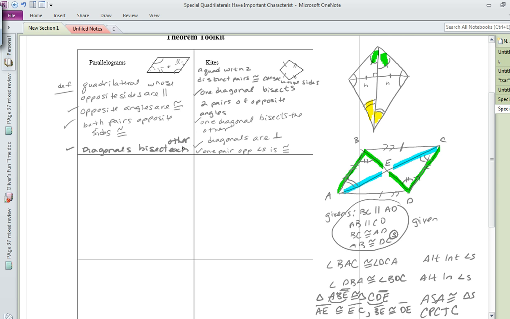So get those special quadrilateral notes started and review the proofs. You'll be asked to prove other important reliable characteristics of quadrilaterals based on what you know about proving triangles congruent.